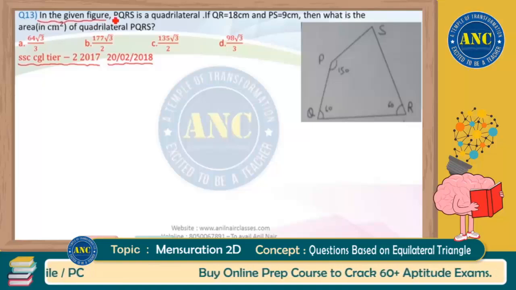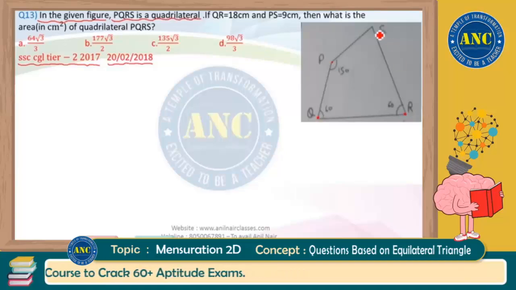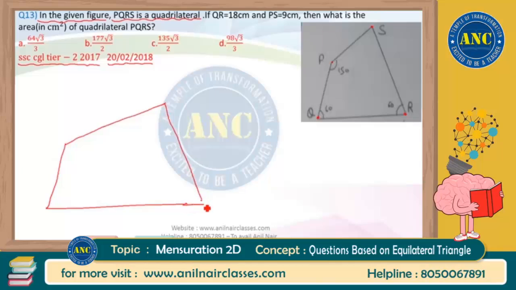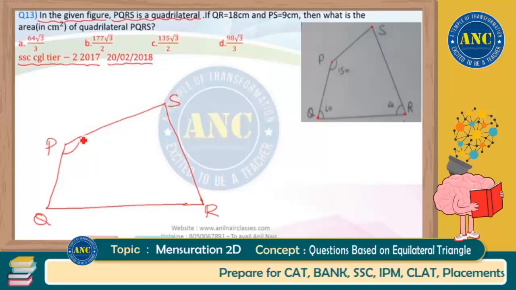In the given figure, PQRS is a quadrilateral. Let me draw the diagram once again for your better understanding. PQRS is a quadrilateral is what they are saying in the question. Now see here, sir, this is P, this is Q, this is R, this is S. In the diagram, angles are also given.